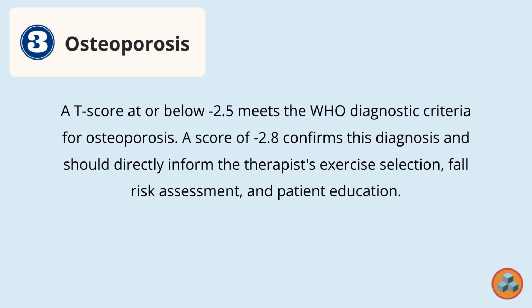Option 3, osteoporosis. A T-score at or below -2.5 meets the World Health Organization diagnostic criteria for osteoporosis. A score of -2.8 confirms this diagnosis and should directly inform the therapist's exercise selection, fall risk assessment, and patient education. The threshold is clear. At or below -2.5 means osteoporosis, and -2.8 meets that criterion. A diagnosis of osteoporosis should immediately trigger specific considerations in your plan of care.